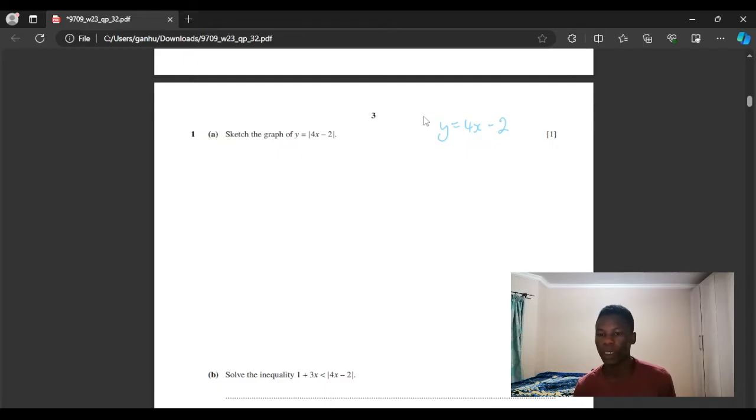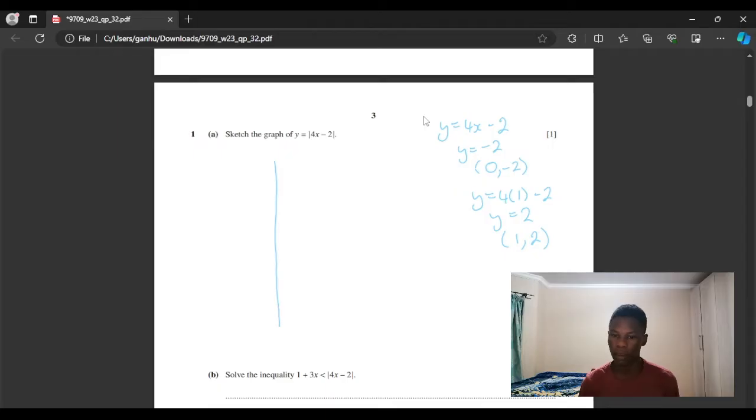So let's find the point when x is 0. So when x is 0, y is equal to negative 2. So we get the coordinates 0, negative 2. And then let's find the point when x equals 1. So y is equal to 4 times 1 minus 2, y is equal to 2. So we get the point 1, 2.